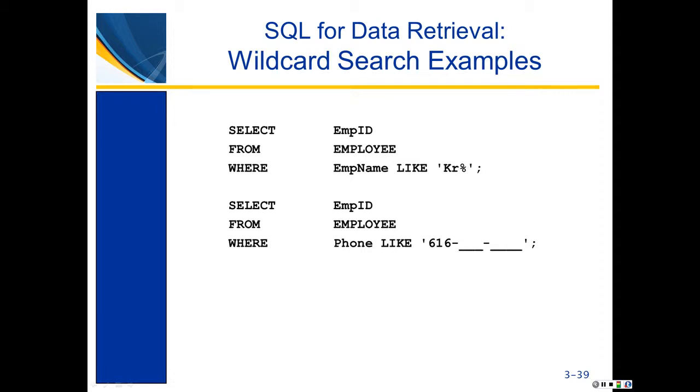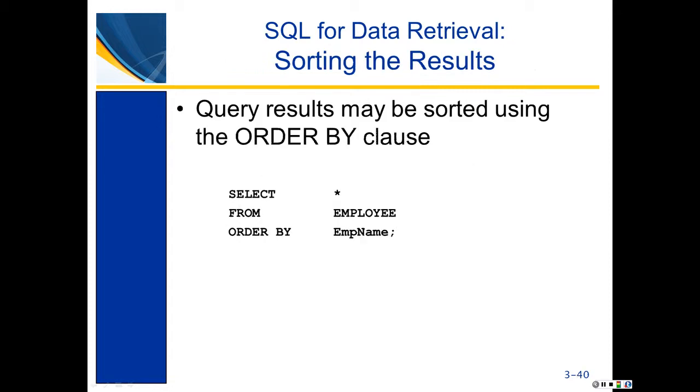But if we know in advance that KR can be followed by only 3 digits or 4 digits, just like a phone number, because we know that a phone number will have only 10 digits, here 3 digits and here 4 digits, then we are going to use where phone like, and then we leave this blank. So wildcards are very useful in SQL.